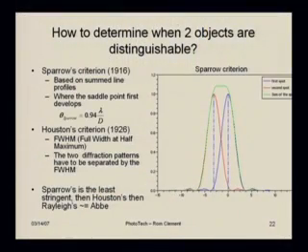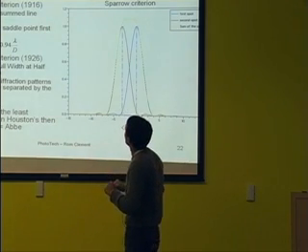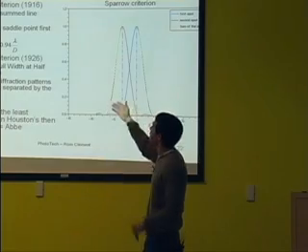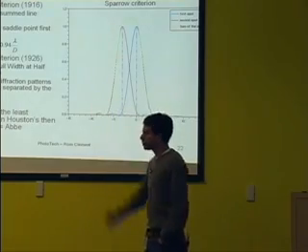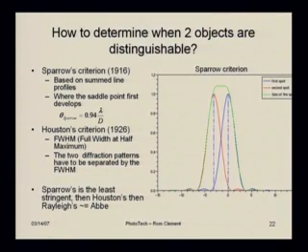But this is not the only criterion. Sparrow came with another one, which is based on the local minimum of the two peaks. When the sum of the two peaks is slightly flat, or perfectly flat, just as for this optimum, then the angular resolution is 0.94. So it's less drastic than the Rayleigh criterion.